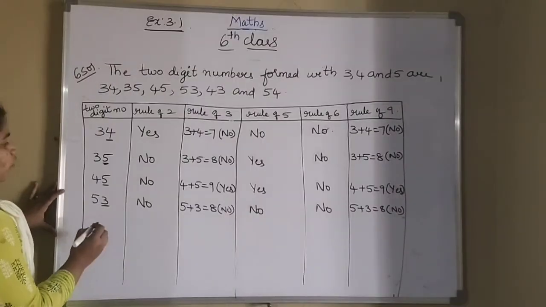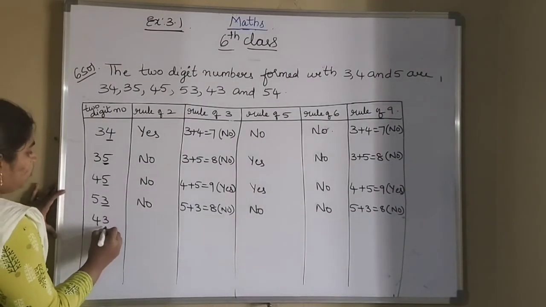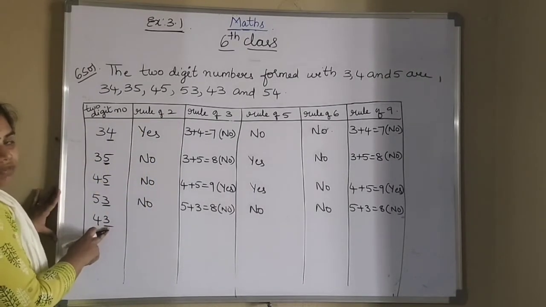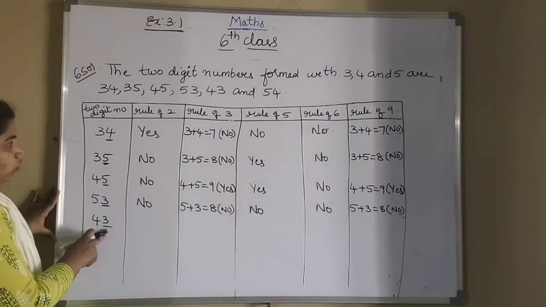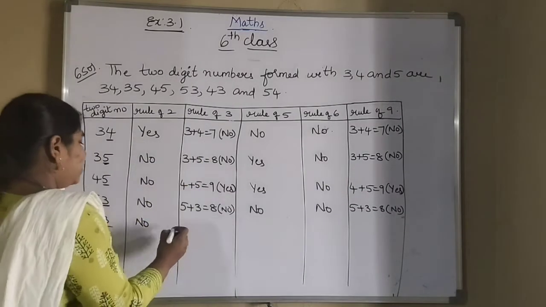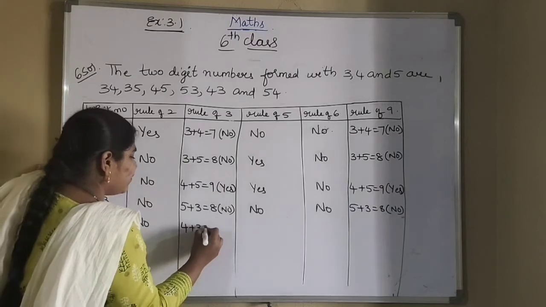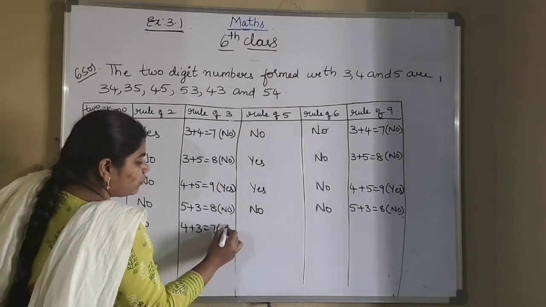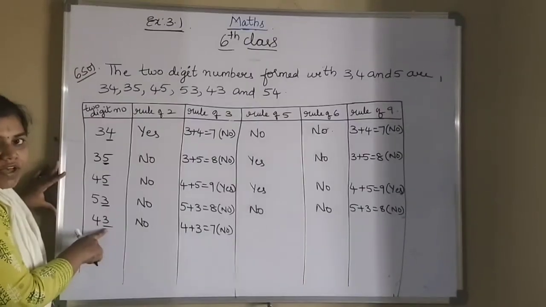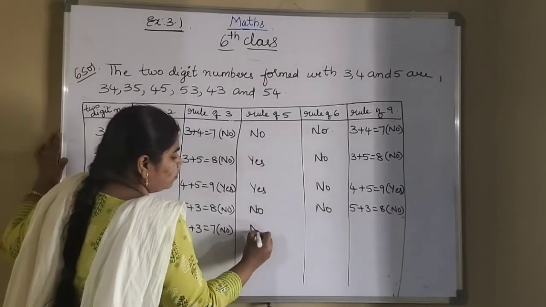Next one is 43. Again, divisibility rule of 2. 3 is an odd number, but in the divisibility rule of 2, it should be an even number. So it is no. Next, add here: 4 plus 3 is 7. 7 is not a multiple of 3. So it is no. Rule of 5: last digit should be 5 or 0. So it will be no.